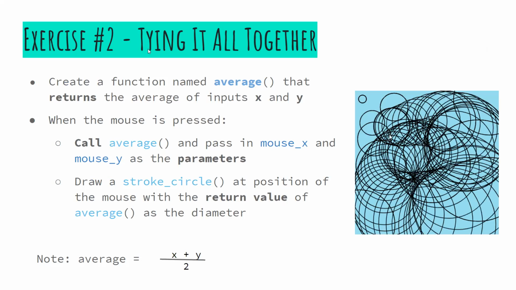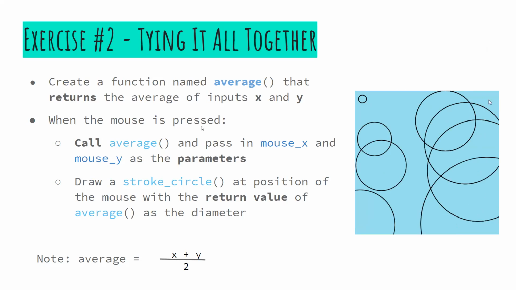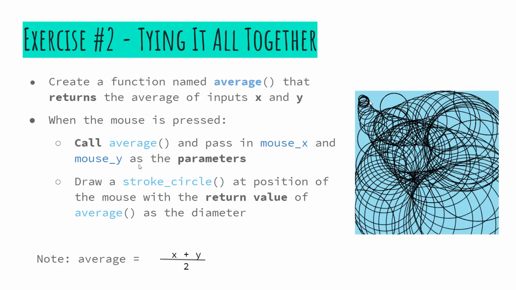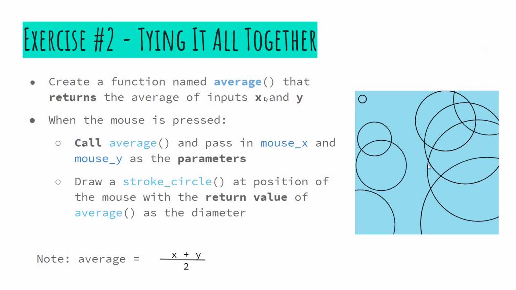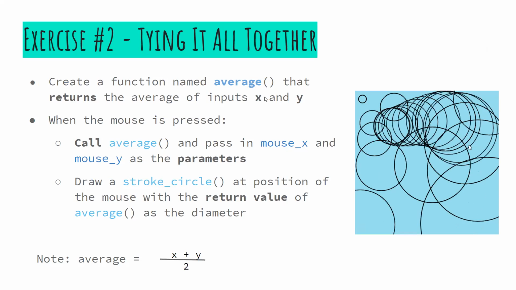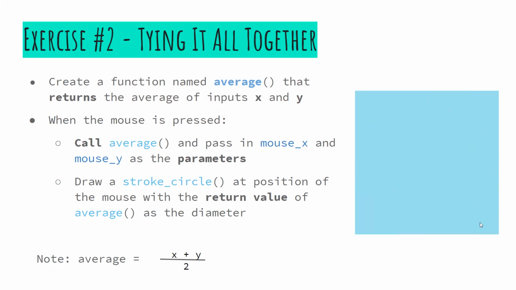So this is exercise 2. Tie it all together. Create a function named average that returns the average of inputs x and y. When the mouse is pressed, we call average and pass in mouse_x and mouse_y as the parameters. Draw a stroke circle at the position of the mouse with the return value average as the diameter. You will be set up in breakout rooms right now, and I'll be giving you around 12 minutes to work on this exercise.